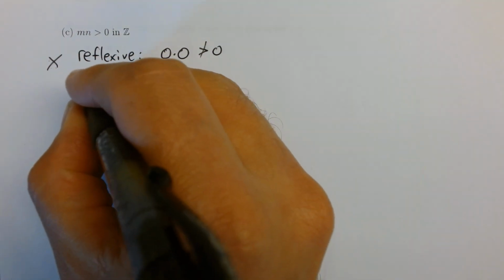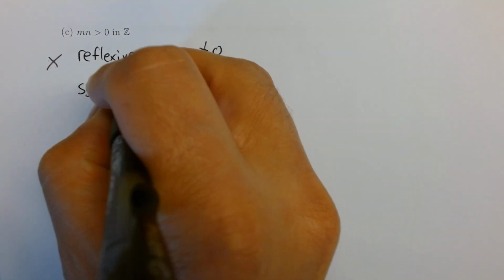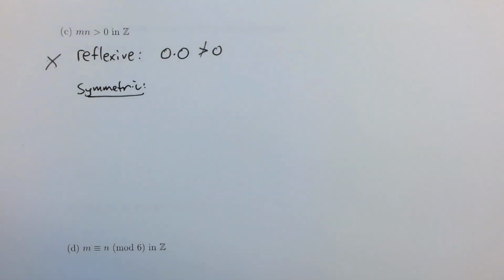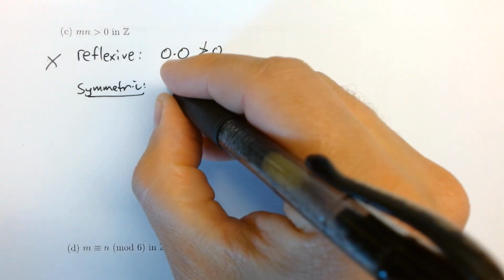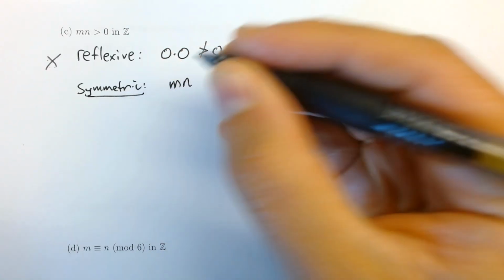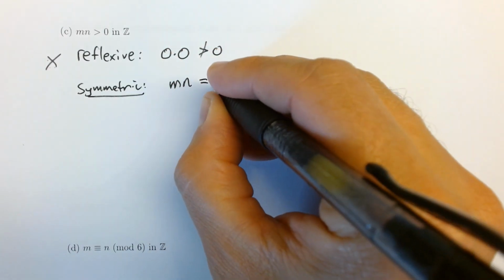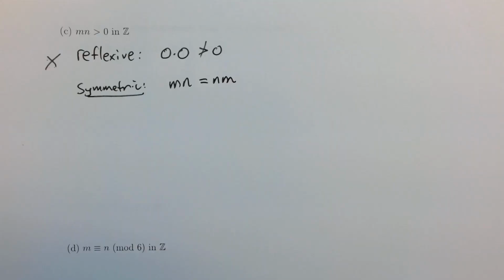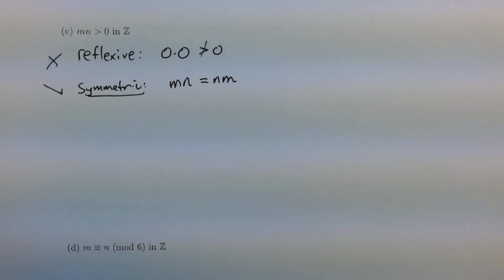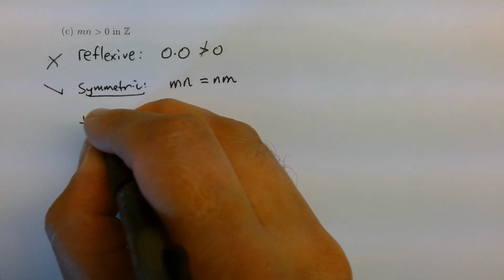What about the other two? Is it symmetric? Well, the symmetry here comes from the fact that multiplication is commutative. So m times n is the same as n times m. So if one of them is greater than 0, then the other one, being equal to it, would also be greater than 0. Check mark there. And then finally, transitivity.